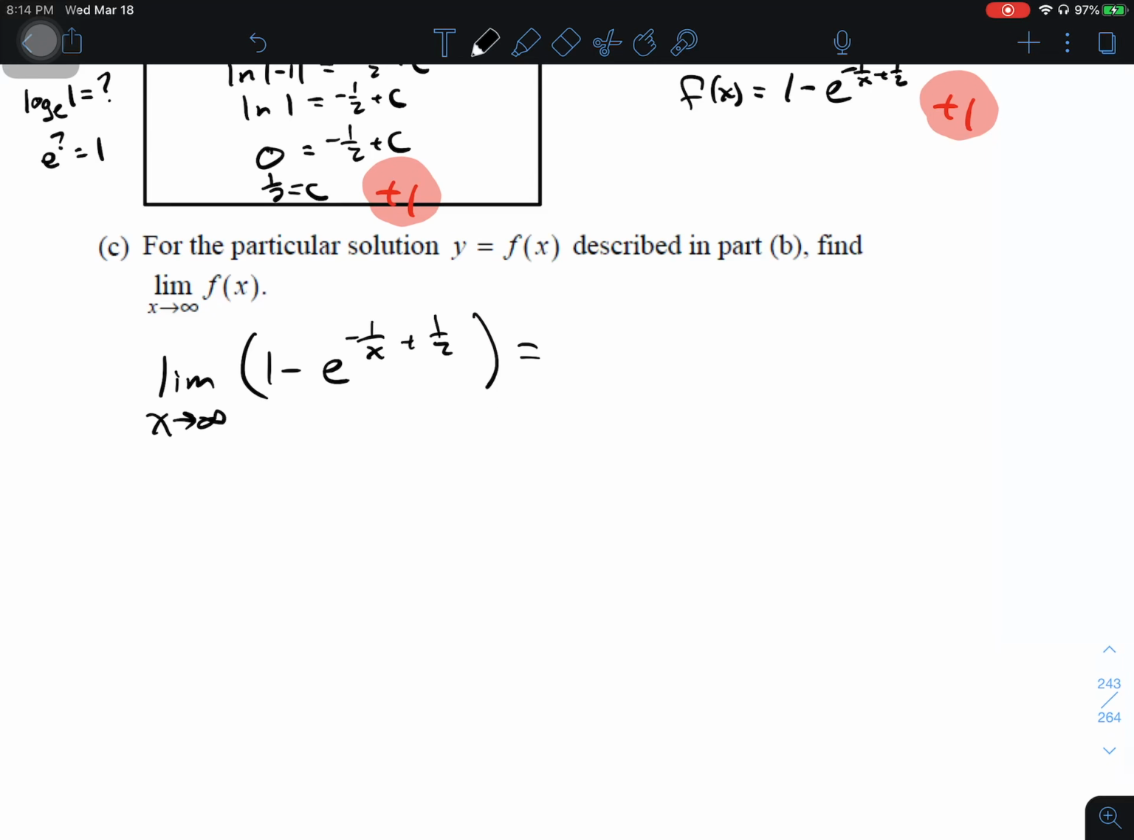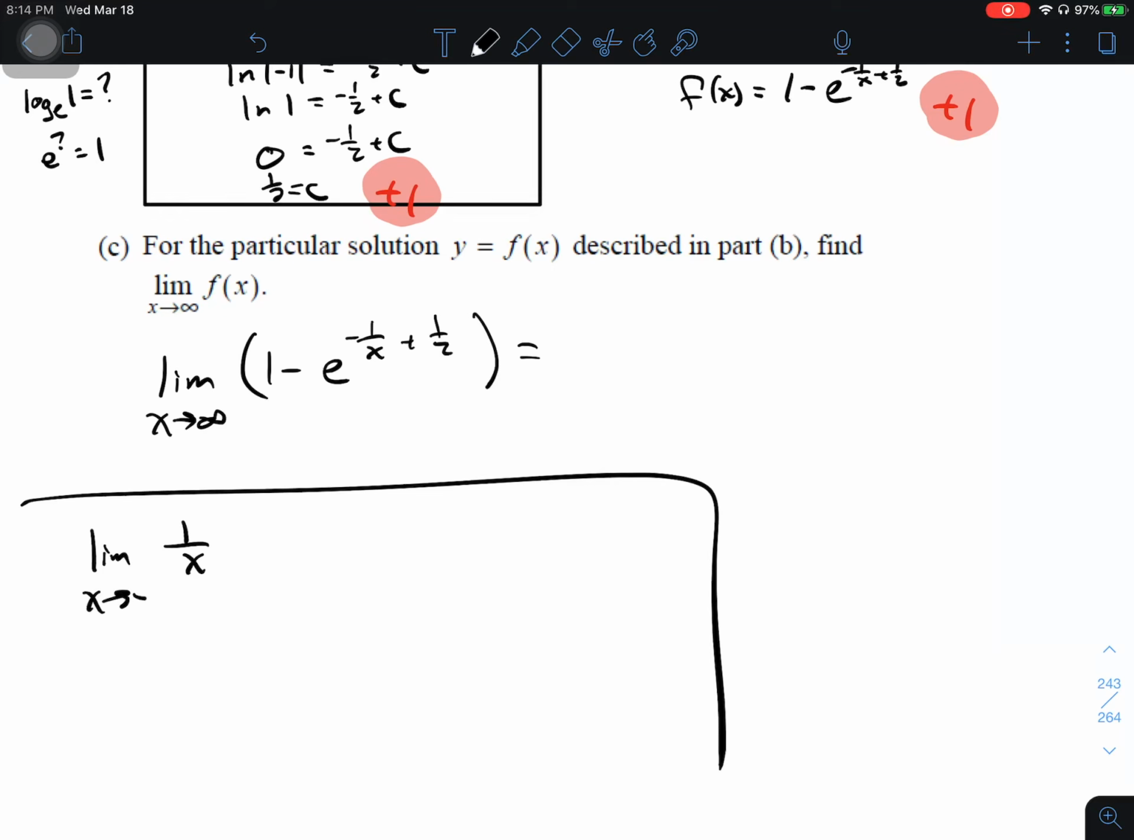If you recall, this is just a quick review. If you have 1 over x, where x is approaching infinity, this is always 0. Because as this bottom number gets bigger and bigger and bigger, this fraction is becoming smaller and smaller and smaller, closer and closer to 0.